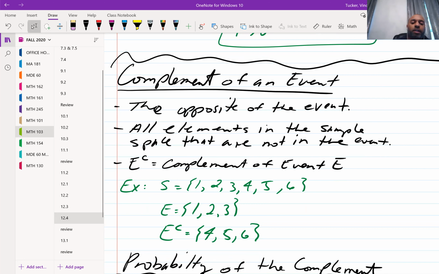So here we have a mini example. If my sample space is 1 through 6, and my event is 1, 2, 3, the complement is going to be 4, 5, 6. So once again, your complement will be everything in the sample space that your event is not.